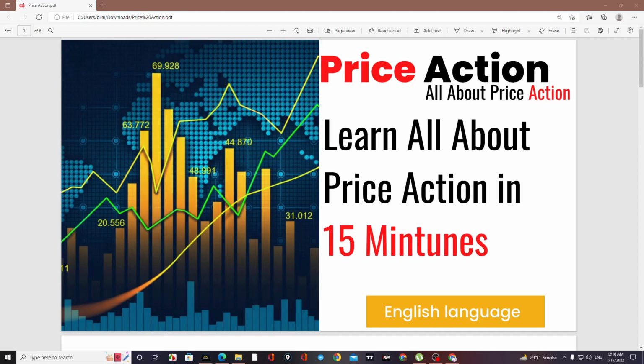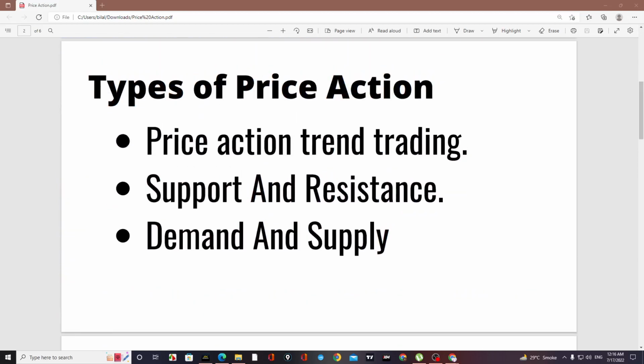First thing we need to know, what is price action. Price action is used to analyze trends and identify entry and exit levels when we trade in market, which means price action helps us to find perfect trades in market. There are three major types of price action: trend trading, support and resistance trading, and demand and supply zone trading.